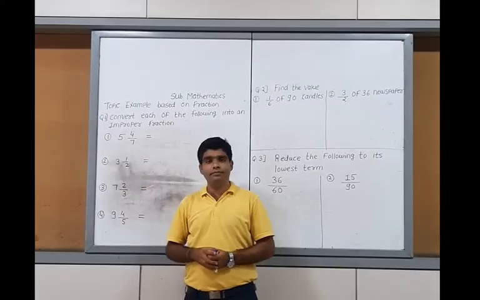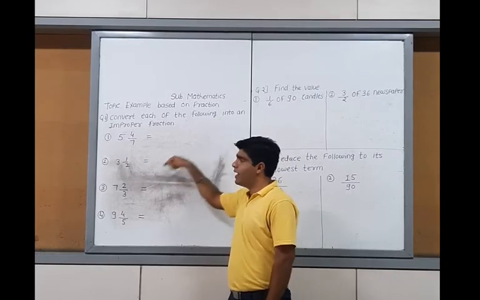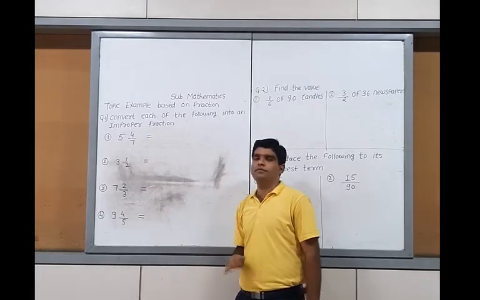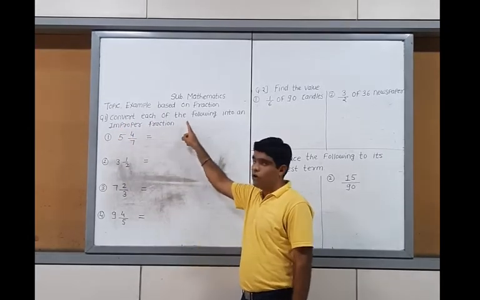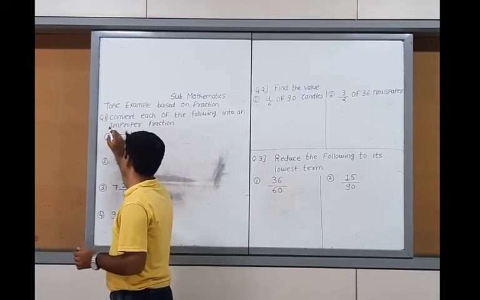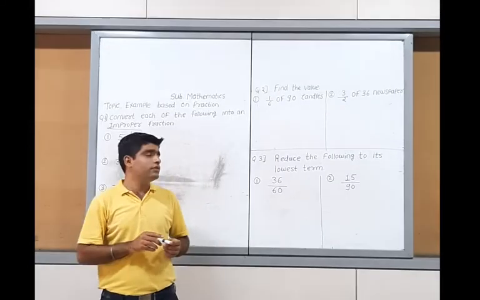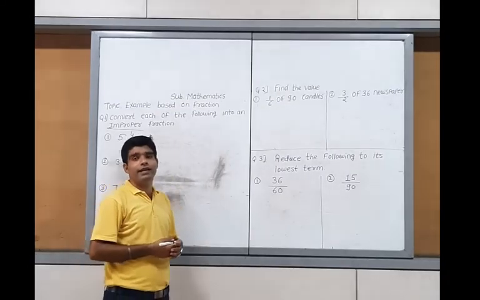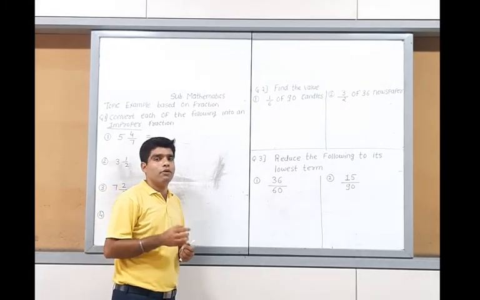Question number 1. Convert each of the following into an improper fraction. The question is what? Convert each of the following into an improper fraction. First of all, see the definition of an improper fraction: a fraction in which the numerator is greater than the denominator. This type of fraction is called an improper fraction.